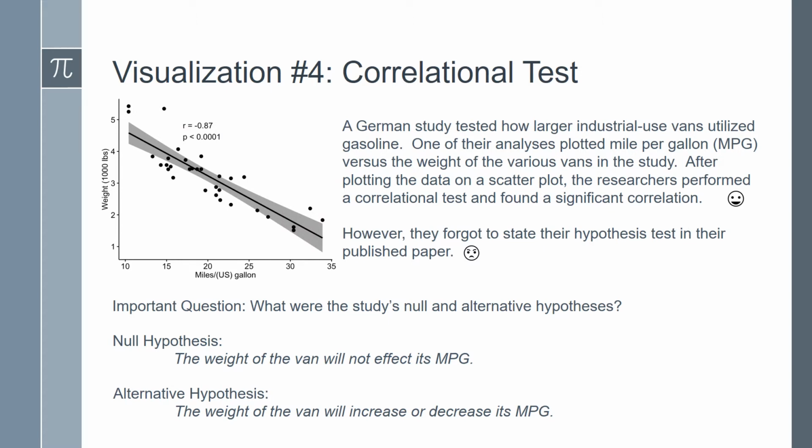Visualization number 4, correlation test. A German study tested how larger industrial use vans utilize gasoline. One of their analyses plotted miles per gallon versus the weight of the various vans in the study. So our question: what were the study's null and alternative hypotheses? The null hypothesis would be the weight of the van will not affect its miles per gallon. Our alternative hypothesis states the weight of the van will increase or decrease its miles per gallon.